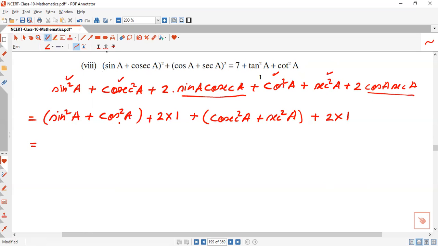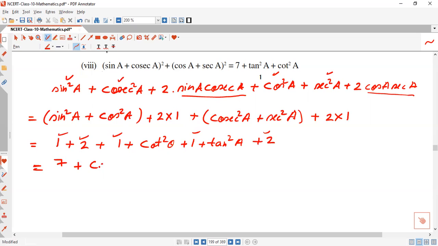So now sin square A plus cos square A is equal to 1, plus 2. Cosec square A can be written as 1 plus cot square A, and sec square A can be written as 1 plus tan square A, plus 2. So adding up the numbers 2, 3, 4, 5 to 7: 7 plus cot square A plus tan square A. Proved.